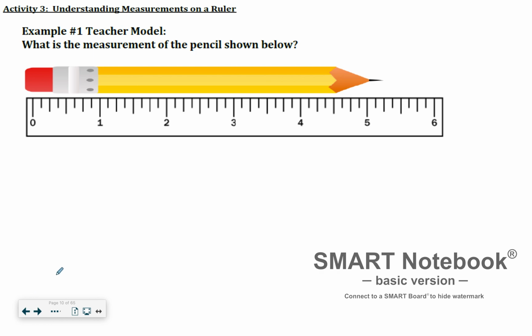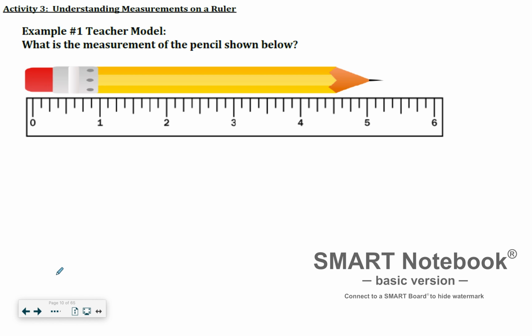Example number 1, teacher model. What is the measurement of the pencil shown below? When looking to measure the length of this pencil or anything that I am measuring with a ruler, I must first make sure that I am starting at the 0 on the ruler. I see that I've done that already. I see that the edge of the eraser is lined up with the 0. Now I look at the other end of the pencil to see the measurement.